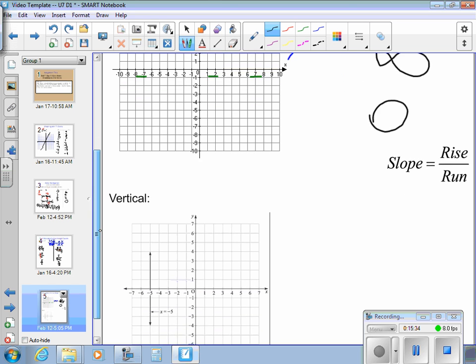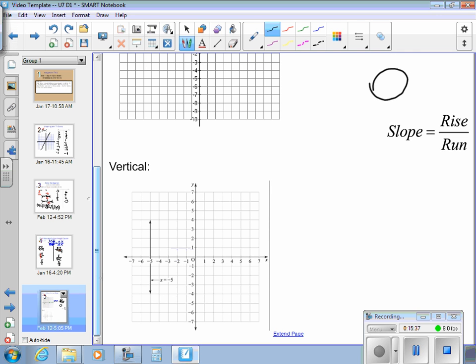Now let's look at the other case here, a vertical line. Well, first of all, what is the equation of this line? Well, let's see, it goes through -5 on the x-axis. The equation is x equals -5. Because it doesn't matter what my y value is here. It could be 6, it could be 1, it could be -3. That doesn't matter, x still equals -5, regardless what the y value is.